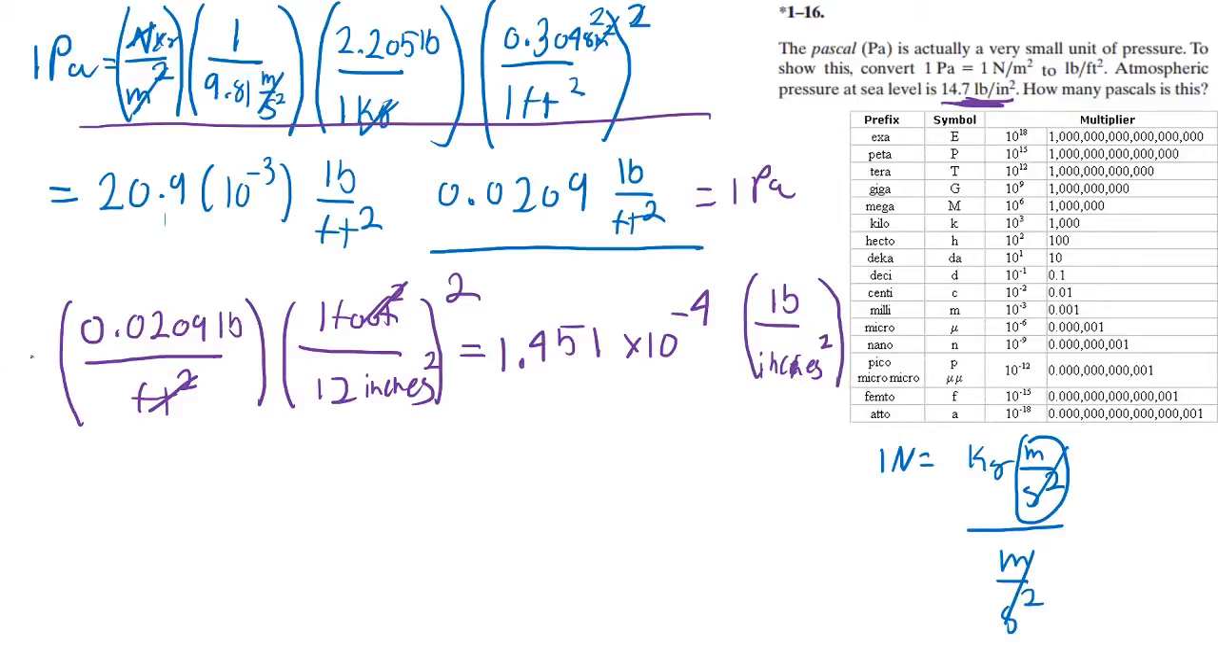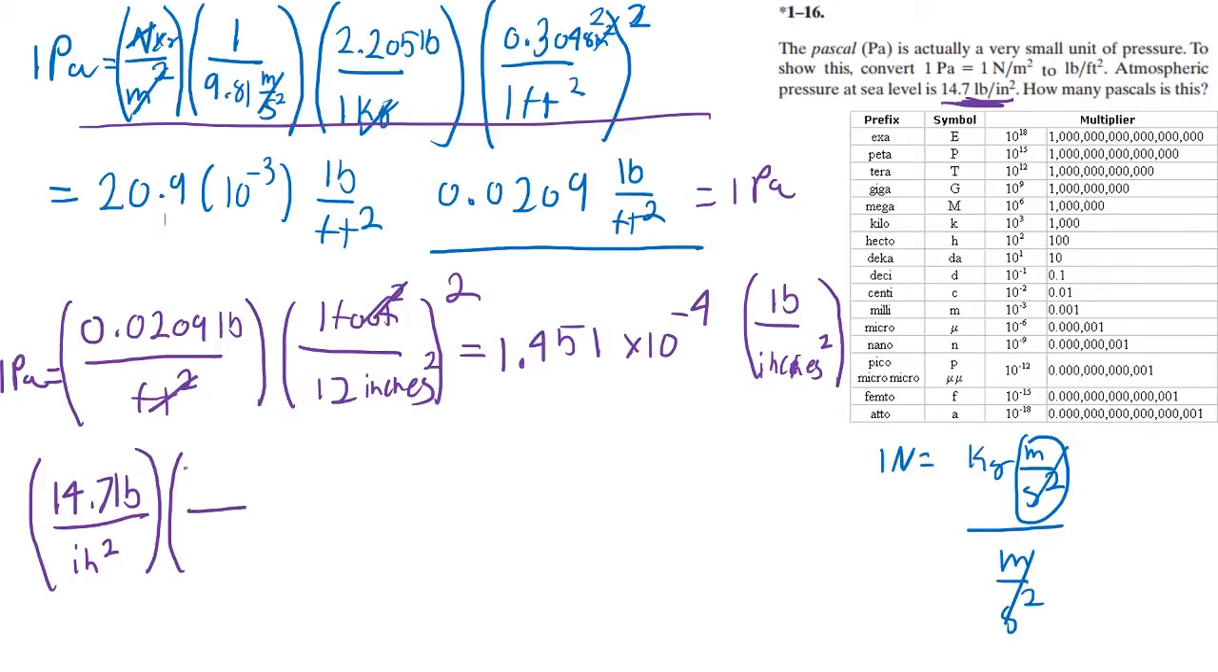So we know in total, the reason we did that is because this equals 1 Pascal. And we want to find this in Pascal. So watch how easy this is going to be. 14.7 pounds per inches squared. So now we're solving the question here.